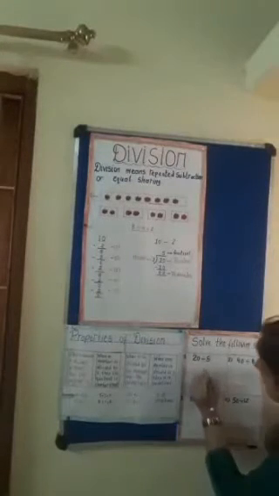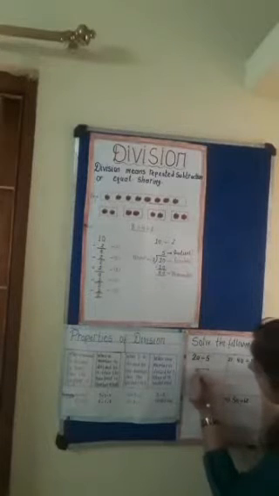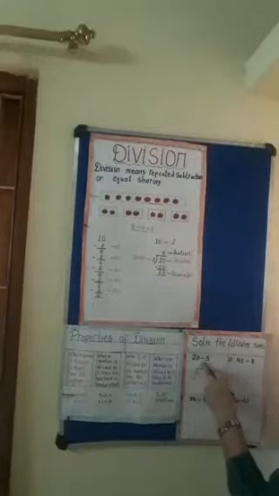Now, we will solve the following sums in which you will learn how to do division. First sum. 20 divided by 5. This is the sign of divide. Whenever we do division, we use this sign. This divide sign is the operator of division.